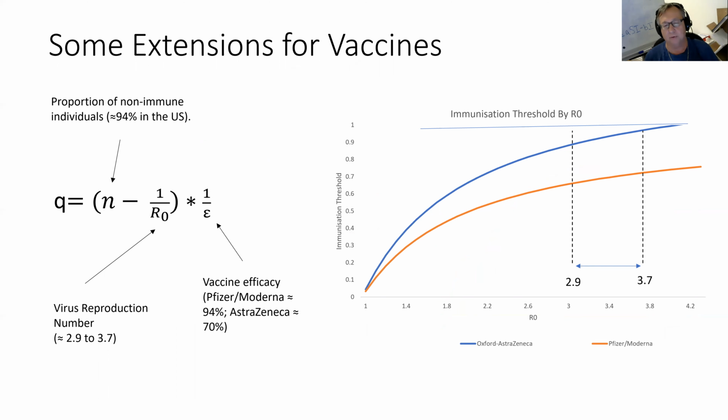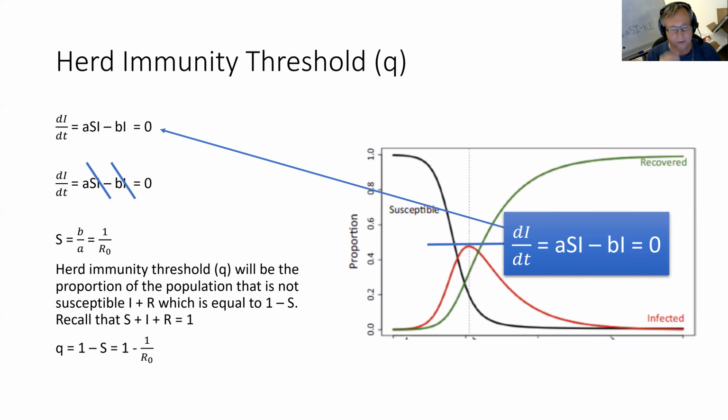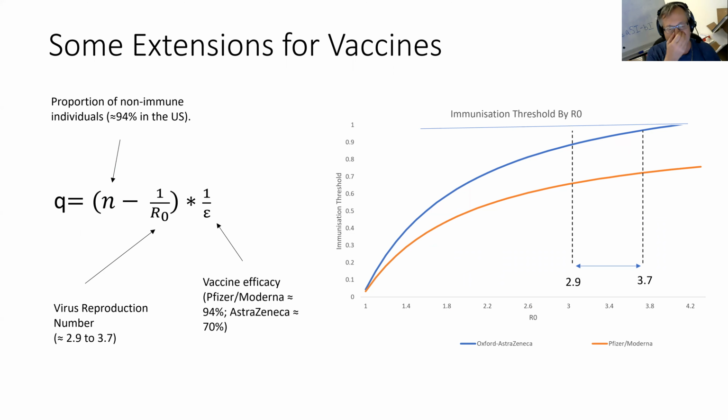Now let's think about what happens when we have vaccinations. Okay, now we need to adjust the model a little bit. There are 2 additional terms that come into the equation. So remember, before we had Q is equal to 1 minus 1 over R naught. And now we're going to have Q is going to be equal to N minus 1 over R naught plus this 1 over epsilon term.